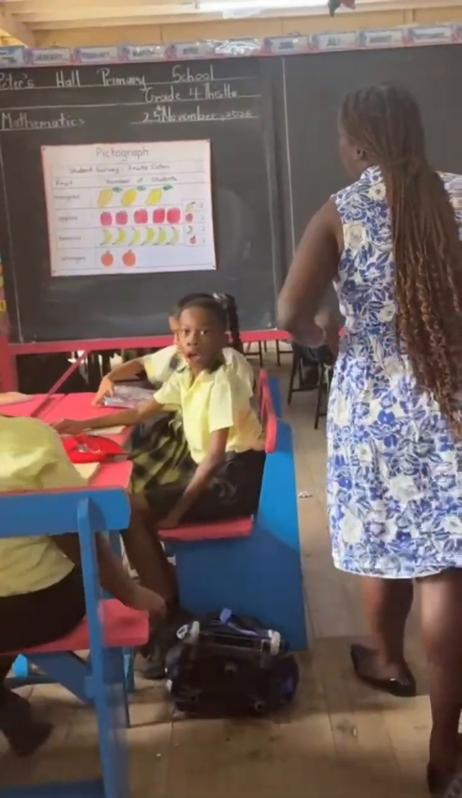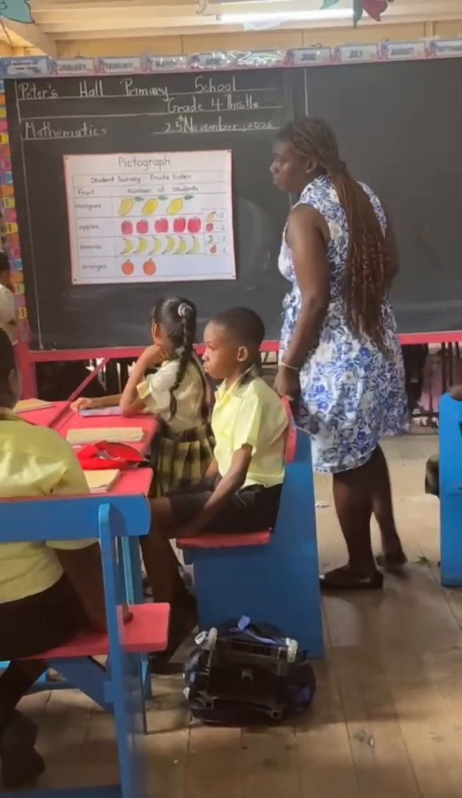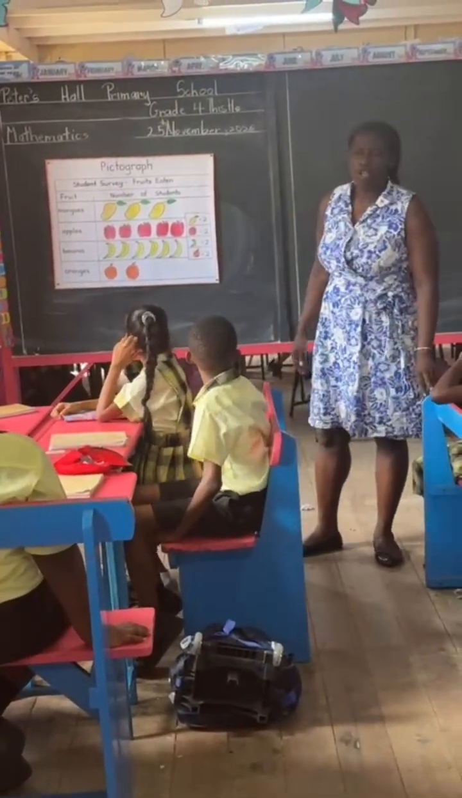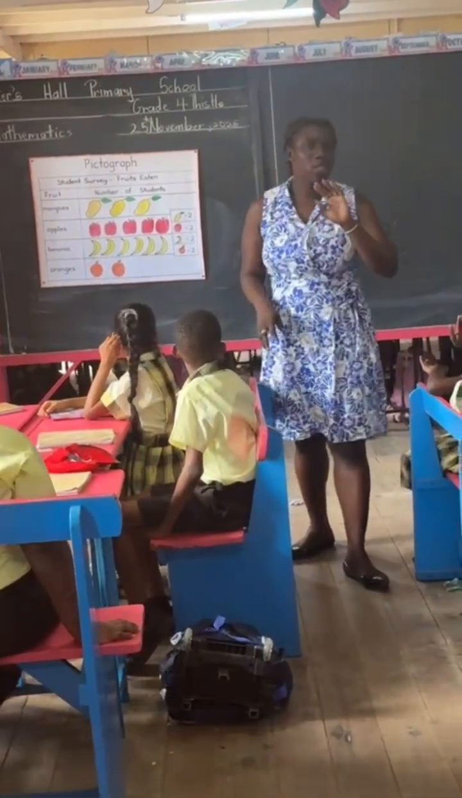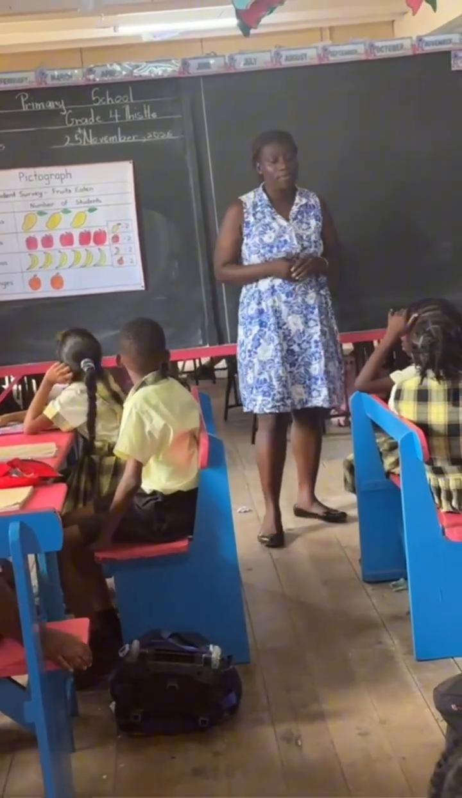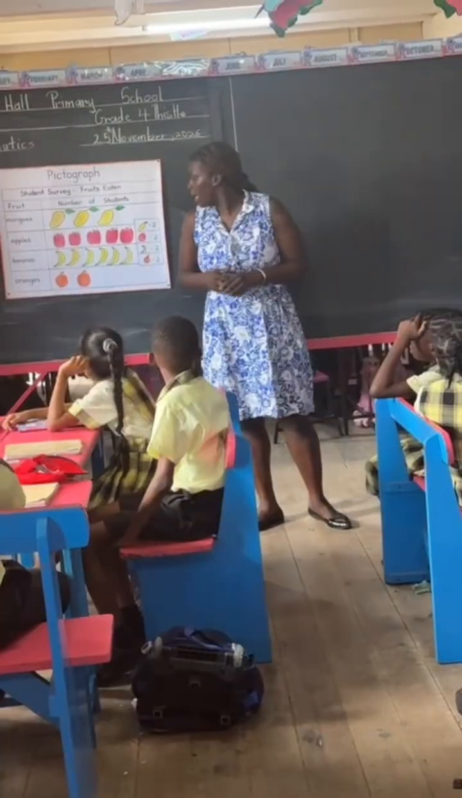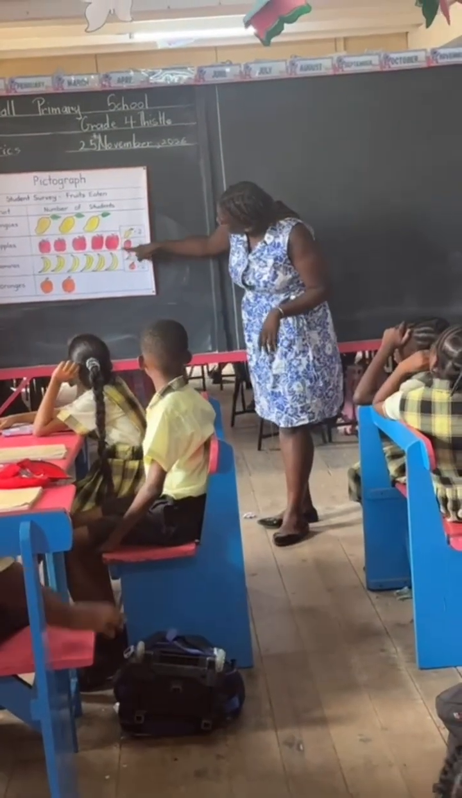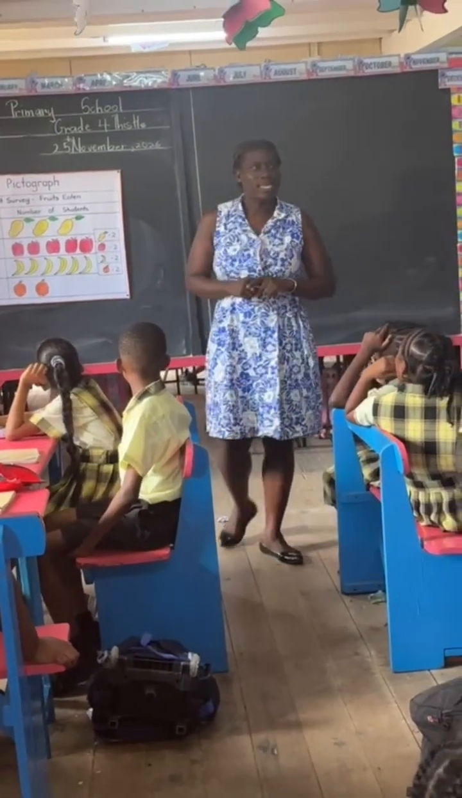How many mangoes are on the board? Three. How many mangoes are on the board? Three. There are 3 mangoes on the board. Alright? Now, you can see 3 mangoes, right? Can we see the 3 mangoes? But if you look at the side here, we have a little key.